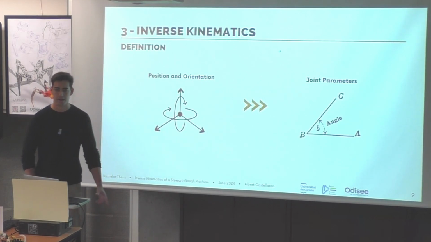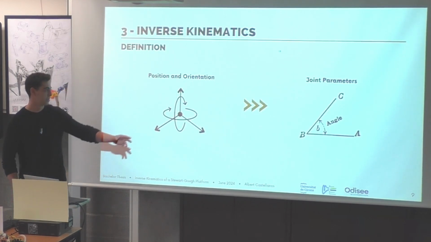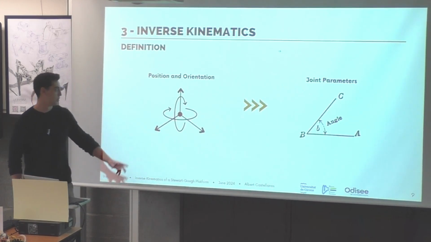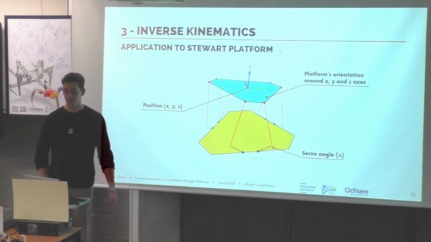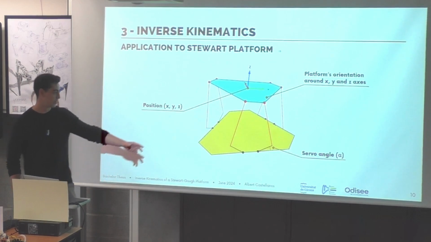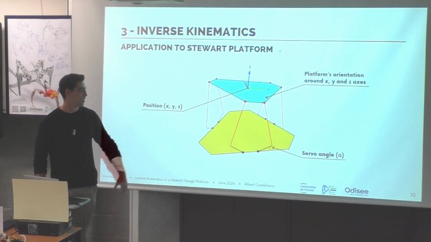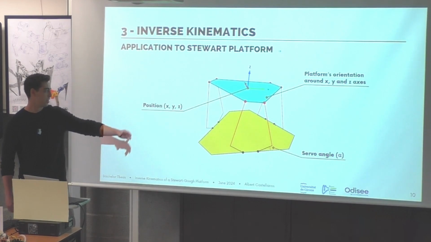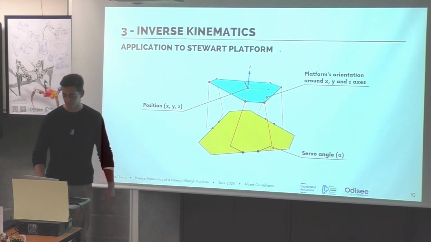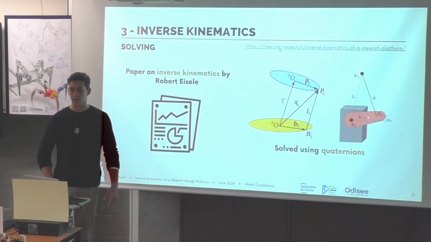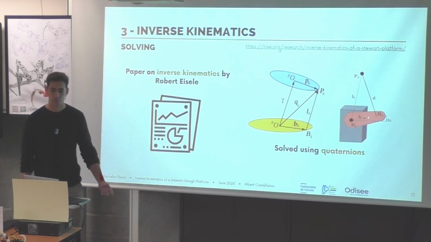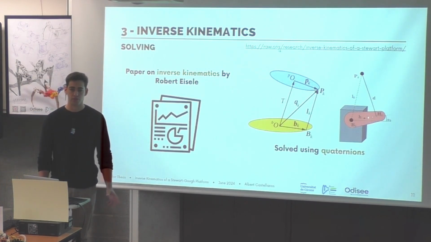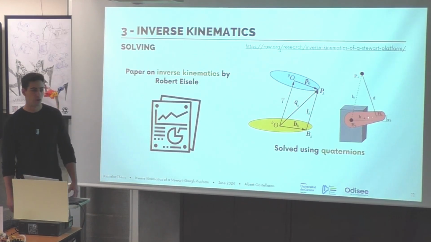By definition, inverse kinematics is the process of determining the joint parameters needed to achieve a determined position and orientation of the end effector. That means that in our Stewart platform, what is necessary is calculating the servo angles of the rotary servos in order to achieve the platform's orientation and the platform position that we want to. Now, luckily for me, the inverse kinematics were already solved by the developer of the original Stewart platform simulation, Robert Eisele, and he explained it very well in a paper that he published on this topic.